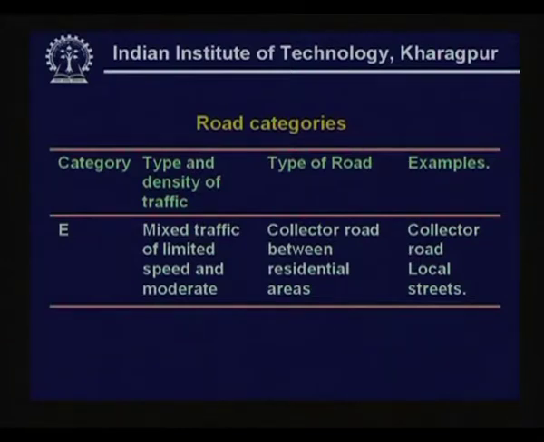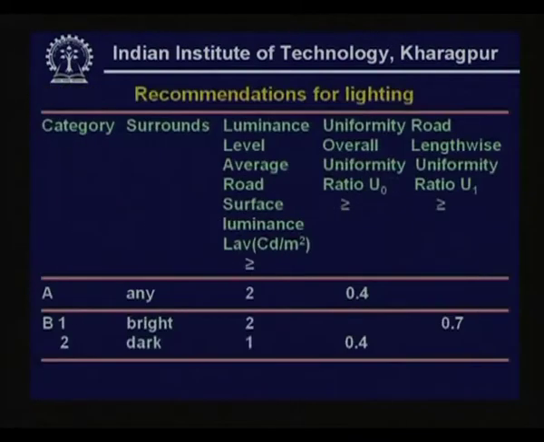Lastly, you have highly mixed traffic, predominantly pedestrians. This could be in a highly residential area where only slow traffic will be there. These will be the local streets, and they are also called collector roads. So, what do we find? Depending on the composition and mix of the traffic and the nature of the roads, we have 5 categories. So, we have recommendations accordingly.